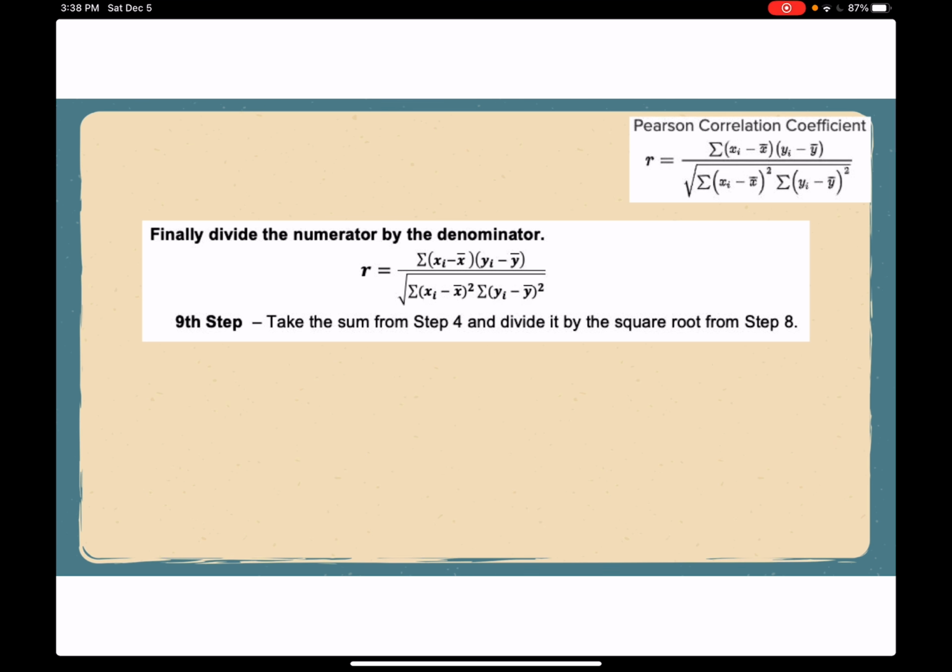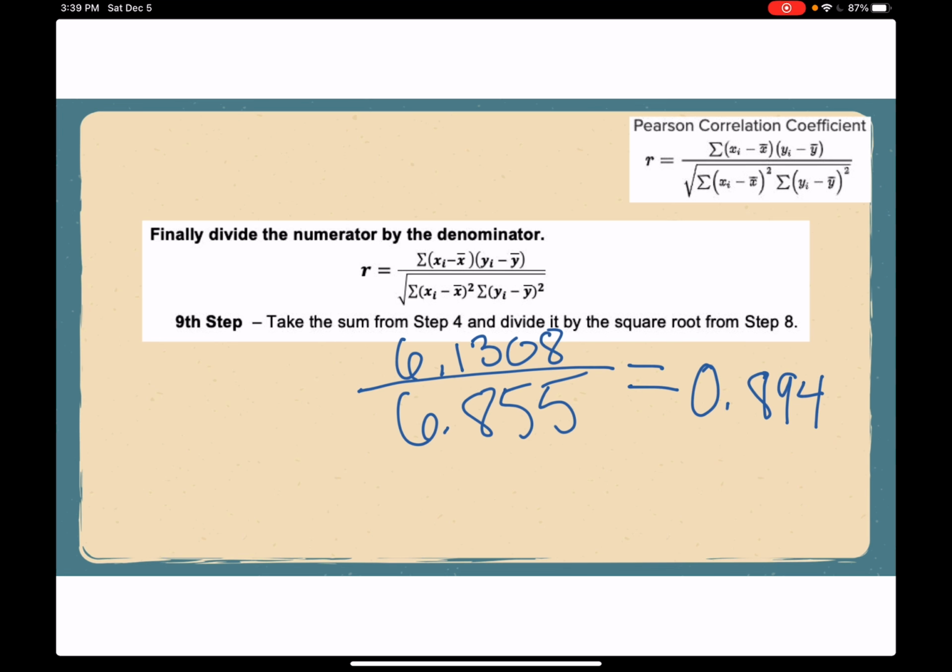When you take that square root, you are going to get 6.855 for your square root. And then you're going to take your numerator and your denominator and put them together and figure out the number. So if you remember, your numerator, if you had labeled it nicely in your notes, was 6.1308. So that's our numerator. Denominator 6.855, which took that square root. And that means our Pearson correlation coefficient, you should get, equals 0.894. Okay, that's the correlation coefficient between Mike and patient 1.